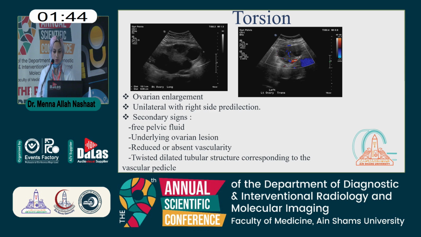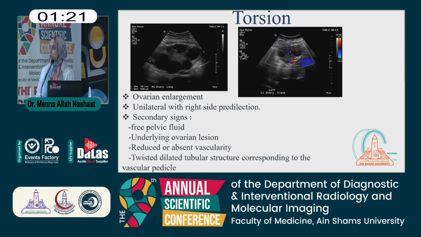In case of torsion, we see an enlarged, edematous ovary, unilateral, usually on the right side pre-reduction. Secondary signs may be free peritoneal fluid, underlying ovarian lesion may be present, reduced or absent vascularity, and twisted dilated tubular structure which corresponds to the vascular pedicle.